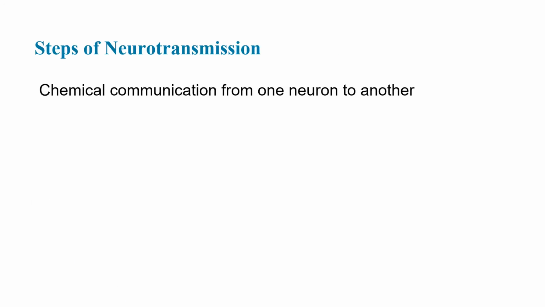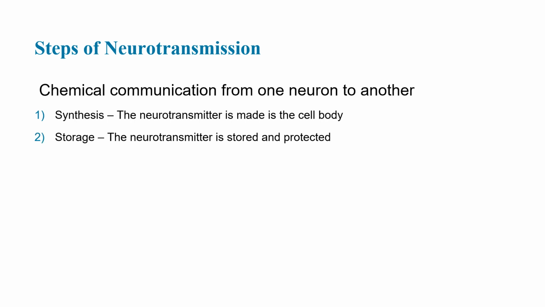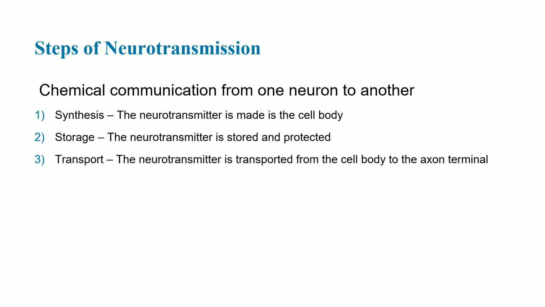So let's talk about these steps in neurotransmission. This is what we've looked at all chapter. You've got chemical communication from one neuron to another. You've got synthesis, where the neurotransmitter is made by the cell body. You've got storage, where the neurotransmitter is stored and protected in the neuron. Then you've got transport. The neurotransmitter is transmitted from the cell body down the axon to the axon terminal through the microtubules.